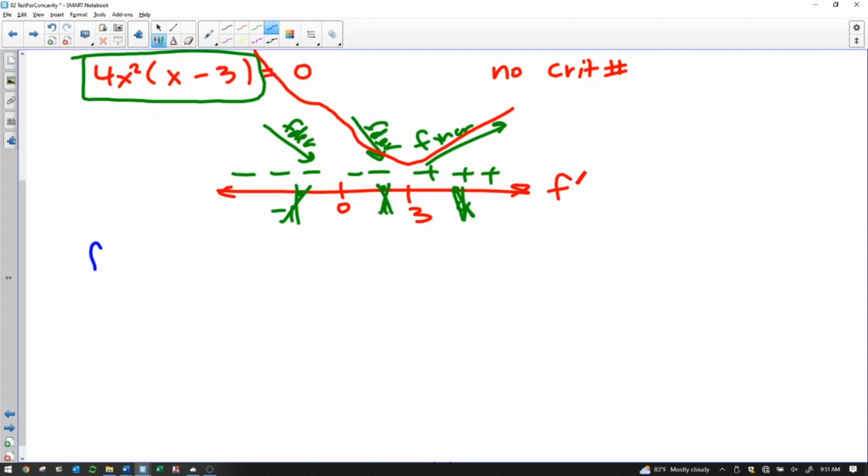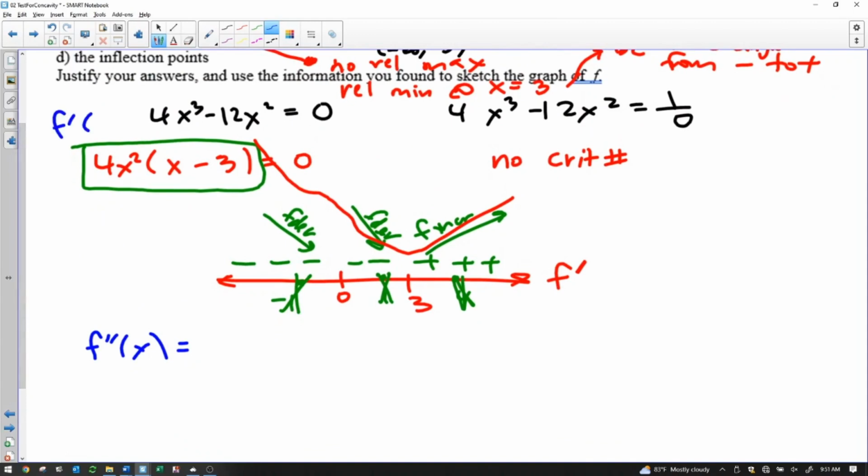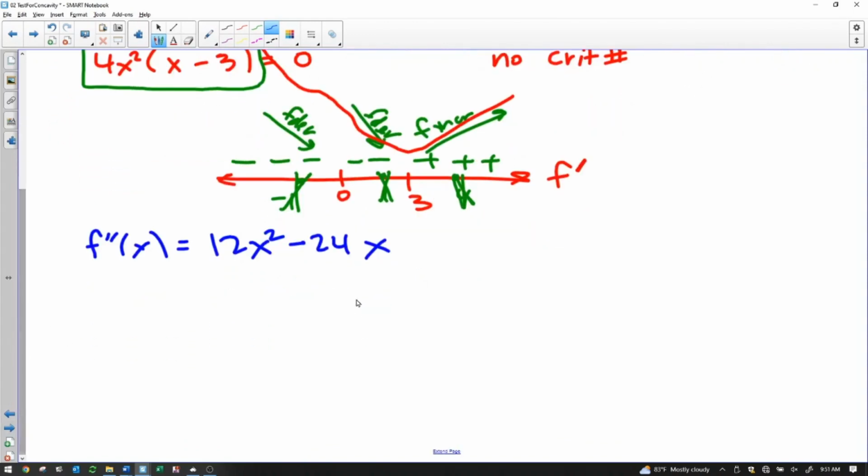So what we're going to do is take the second derivative. You already know the first derivative. It's this right here. Let me mark it. That's the first derivative. So the second derivative is 12x squared minus 24x. Can you check me? Is that the second derivative?